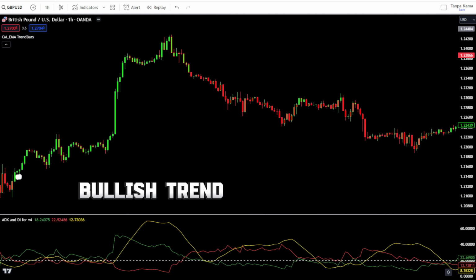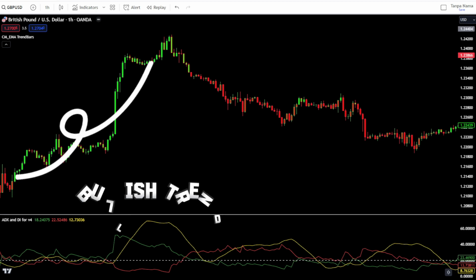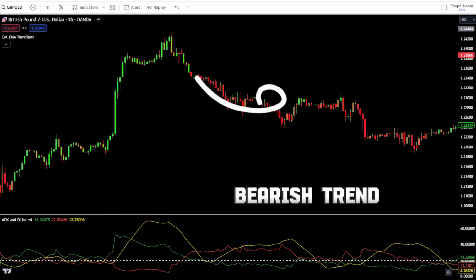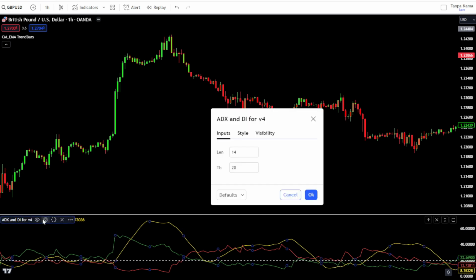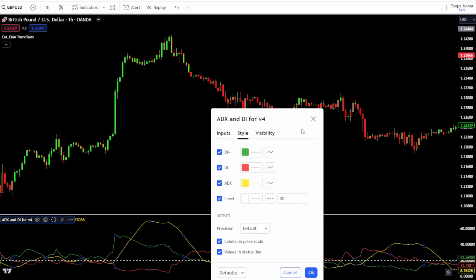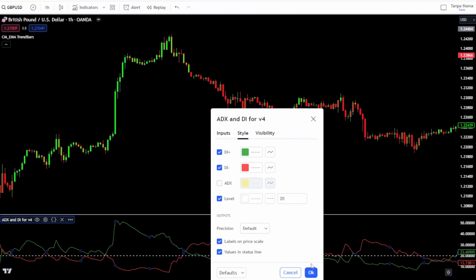If the candlestick is green, it indicates a bullish trend, and your main focus should be on finding the best entry point for a buy. However, if the candlestick is red, it signifies a bearish trend, and your primary objective should be to identify the optimal entry point for a sell. Now, go back to the ADX indicator settings. In the Style tab, uncheck the option for ADX, and then click OK.